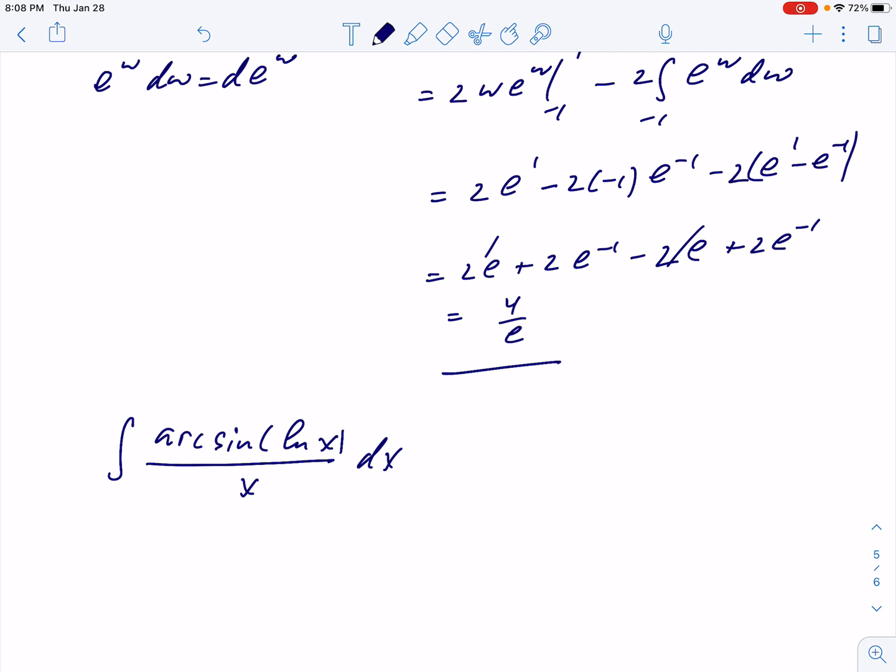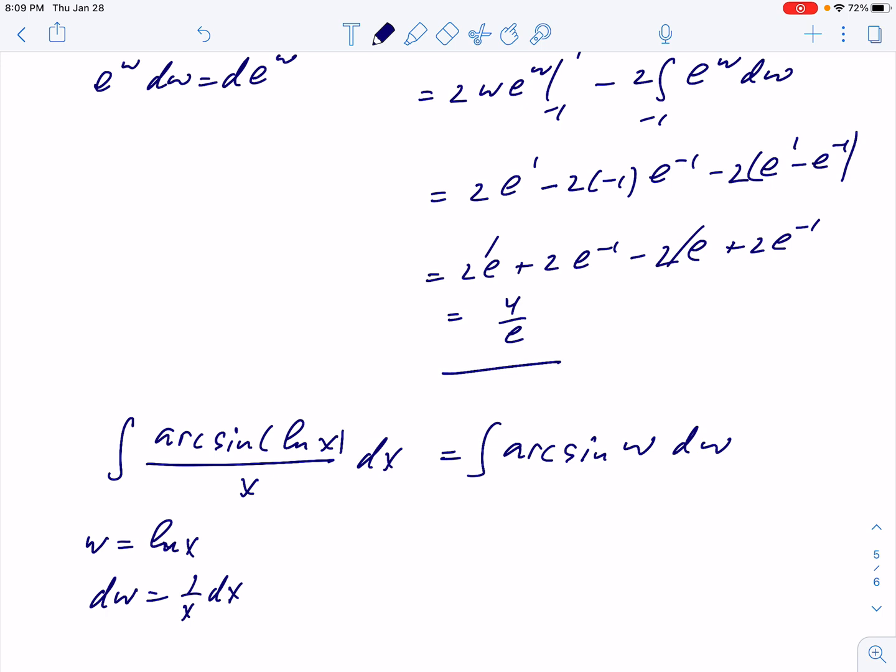Obvious substitution comes to mind. We can put logarithm x to be the new variable. And then again I shall use w here. w will be natural log x. dw will be 1 over x dx. It appears here, so the whole integral becomes arc sine w dw.